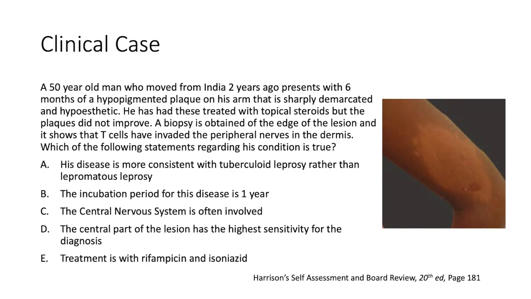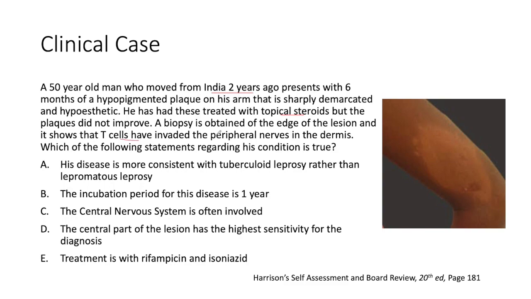Okay, everybody. Today we have a 50-year-old man who hails from India. He presents with a 6-month history of a hypopigmented plaque on his arm that is sharply demarcated and hypoaesthetic. He has had these treated with topical steroids, but the plaques did not improve, unfortunately. A biopsy is obtained of the edge of the lesion and shows that T cells have invaded the peripheral nerves in the dermis. Oh dear.